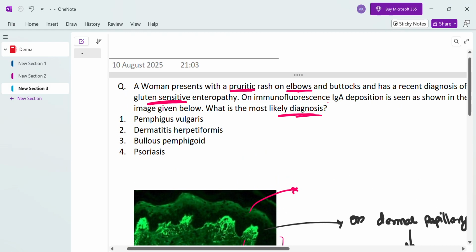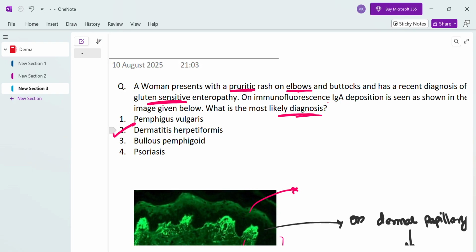Why I have highlighted pruritic rash in this question is that you might think that in derma everything is pruritic, but in the condition we are talking about right now, it has an intensely pruritic rash on elbows and buttocks. That is why I've highlighted it. And the biggest giveaway clue here is gluten sensitive enteropathy, that is celiac disease. So what is the skin manifestation of celiac disease? It is dermatitis herpetiformis. So let's learn about dermatitis herpetiformis.